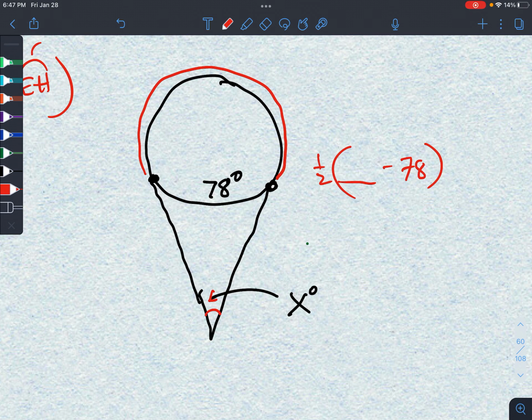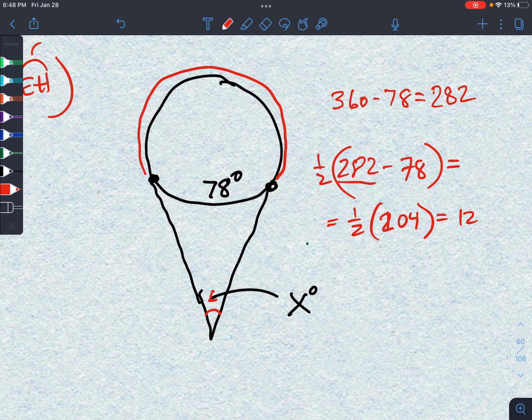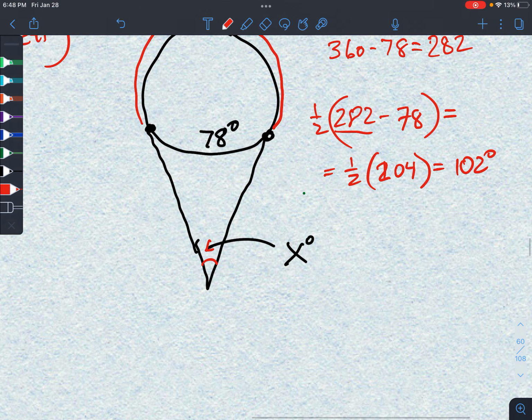So 360 minus 78 is 282, I think. Let me check that. Yeah, that's right. So 282. And I'm going to subtract 78 from that. And so I take 204, which gives me 102. All right, so that's what X is, 102 degrees.